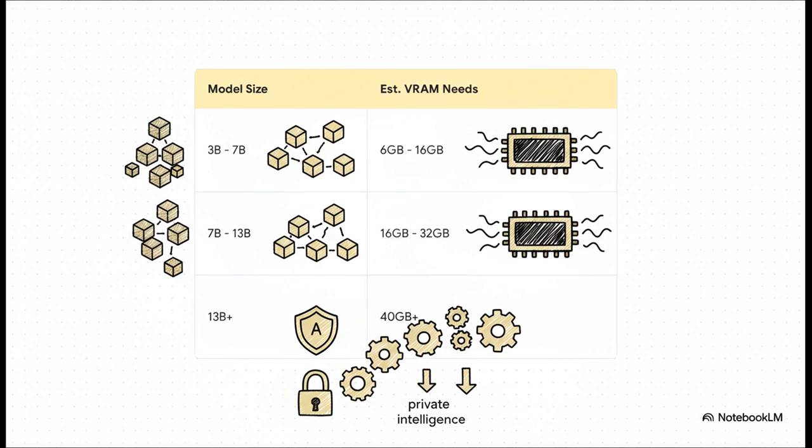So how do we even get these things to run on our home machines? The answer is a brilliant trick called quantization. You can think of it as a way to put the model on a diet, shrinking its memory footprint so it can actually fit on a regular graphics card.